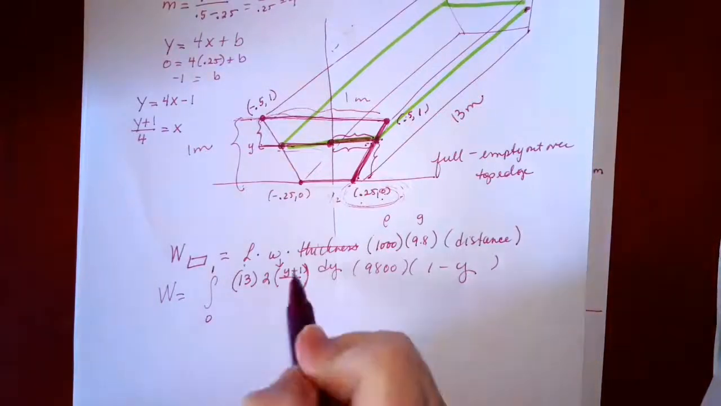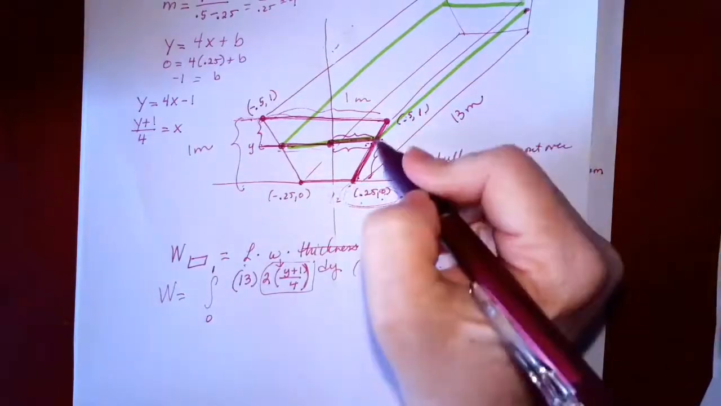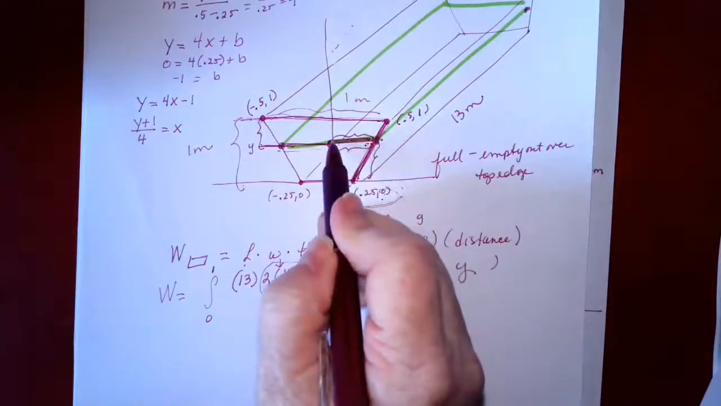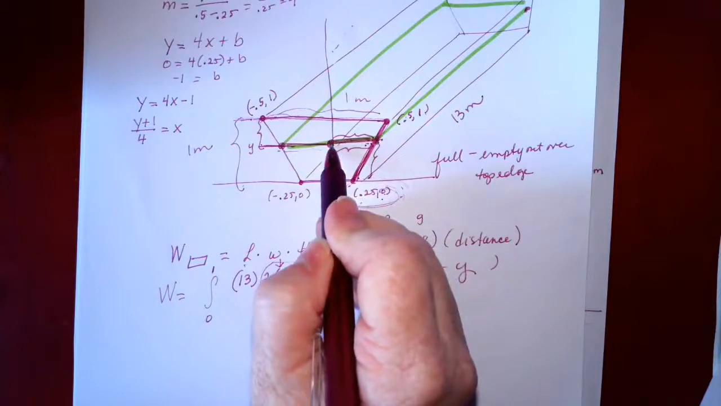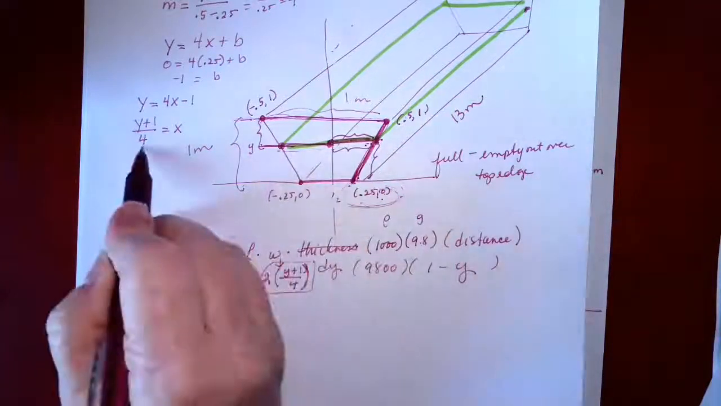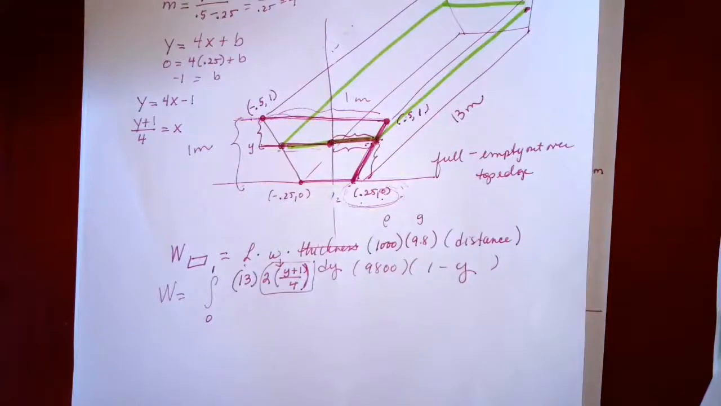Are you okay with this part? Remember, the x-coordinate of a point on a graph is the distance from that point back to the y-axis. And so I found the x-coordinate in terms of y. I multiplied it by 2 due to the symmetry of my tank across the y-axis.